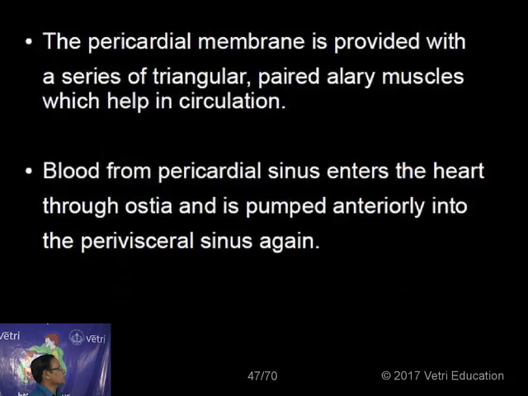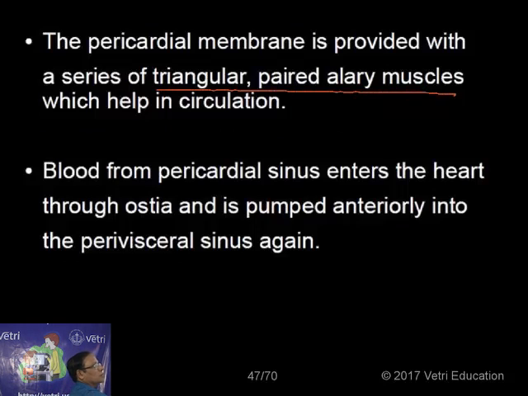So the pericardial membrane is provided with a series of triangular alary muscles, what I showed now, in the picture, and also what I drew. These help in circulation by contraction and relaxation. So blood from the pericardial sinus enters the heart through the ostia and is pumped anteriorly into the perivisceral sinus again. I mentioned the perivisceral sinus, then the pericardial sinus, and through the ostia the blood reaches the heart. The heart runs anteriorly and ends in the aorta, from where the blood returns to the perivisceral sinus.